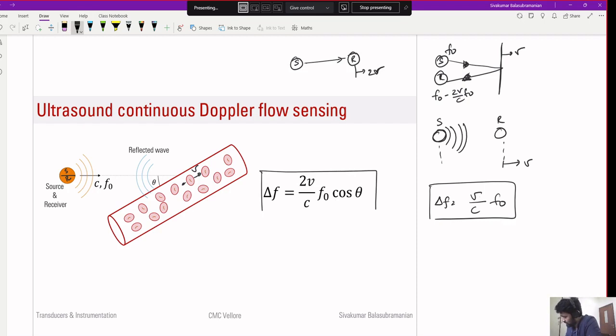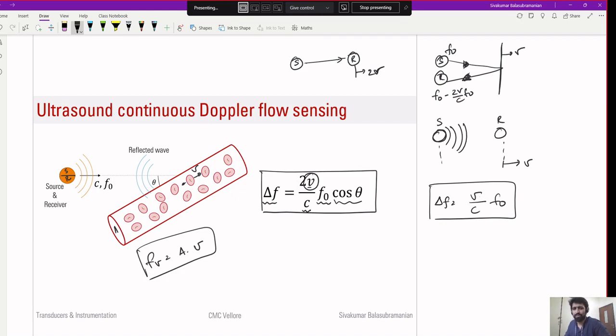So now this should tell us something. We know the velocity of the ultrasound that is sent in. We know f naught, and let's say there was a way for us to figure out theta as well. Then we should be able to find the velocity of blood flow. Okay, that's the idea. And if you know the area of cross section, then you should be able to get volume flow rate as well.